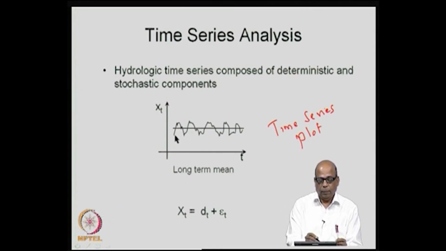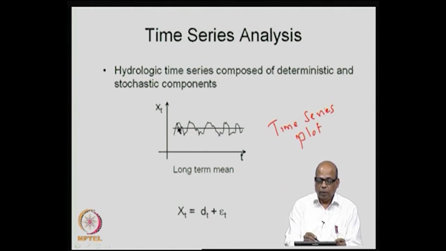As you can see here, if you take the long term mean which remains constant, the values are fluctuating around that long term mean randomly. So, there is a random fluctuation of the observations around the long term mean. Not only the long term mean, there may be several such deterministic numbers or deterministic parameters or movements around which the values may be fluctuating.